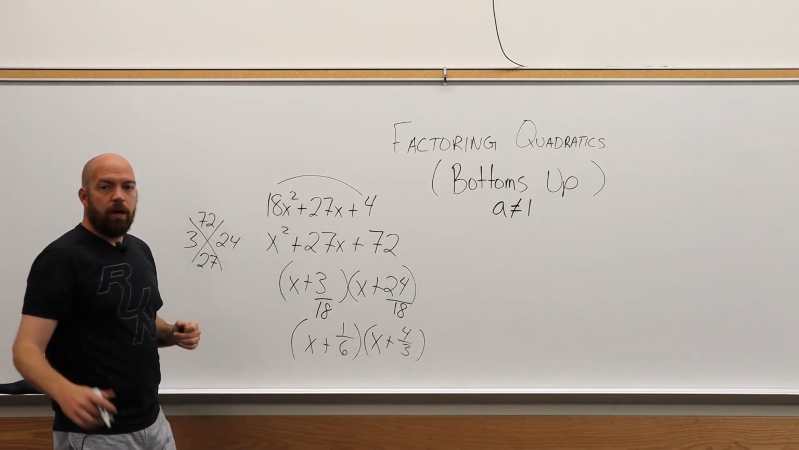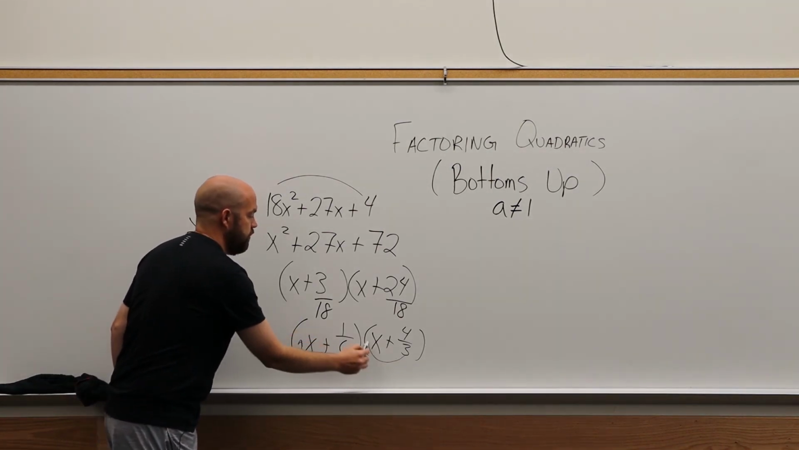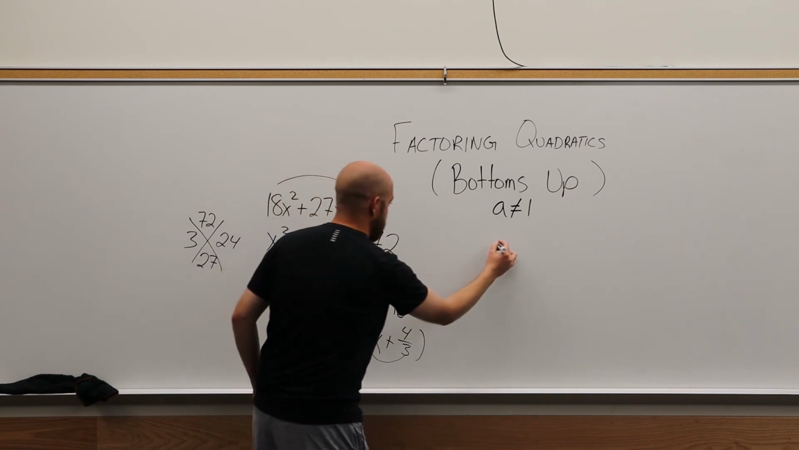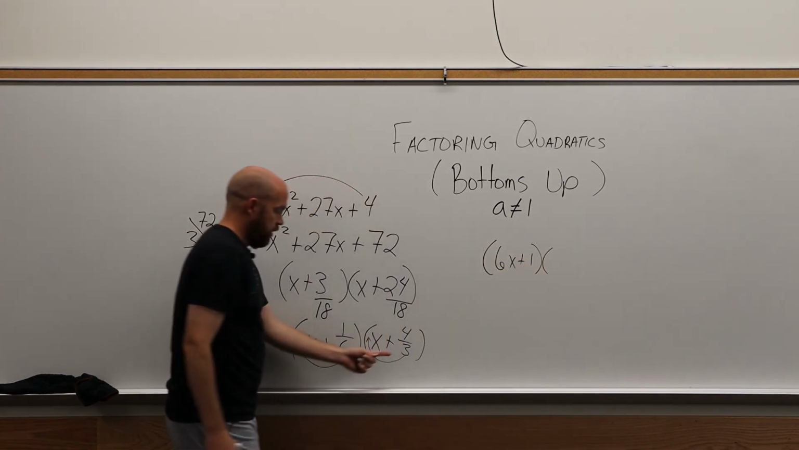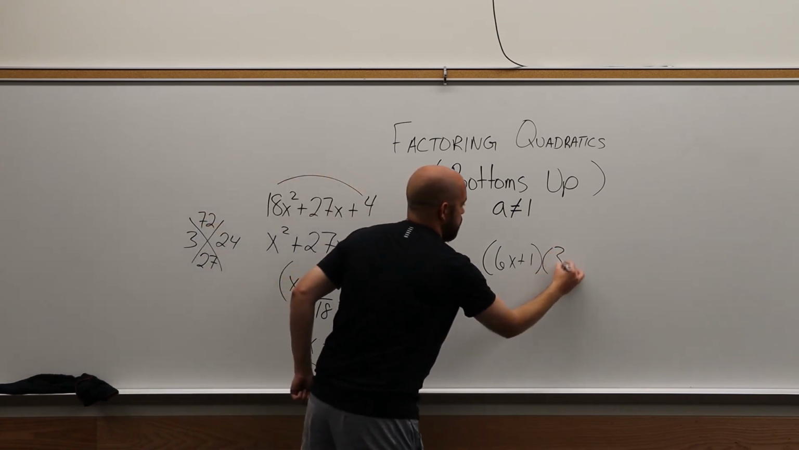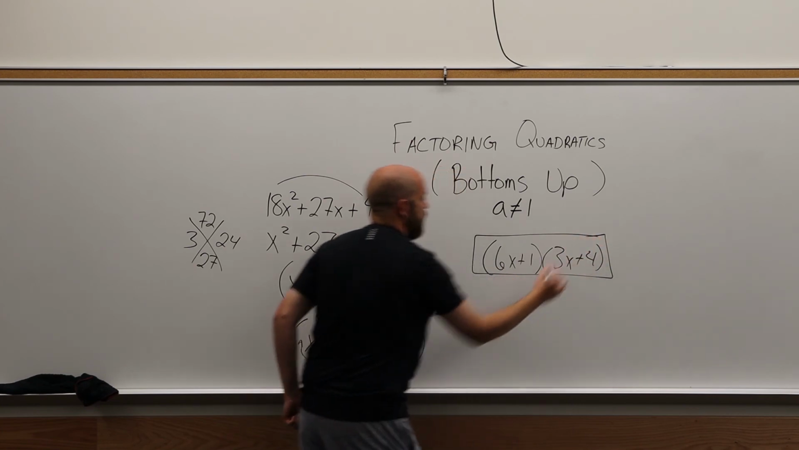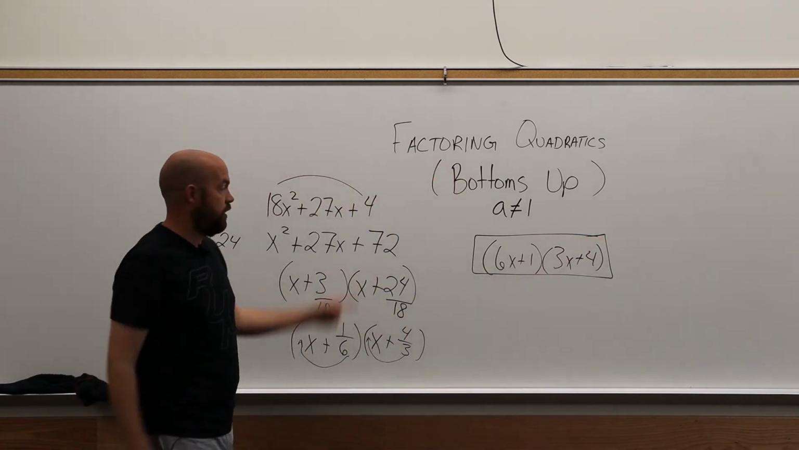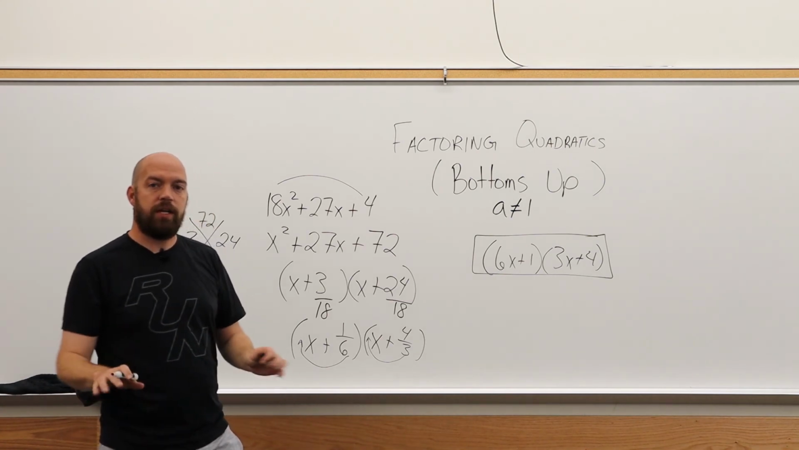And now I need to do bottoms up. So the 6 needs to come up here. The 3 needs to come up here. So my answer is 6x plus 1 is one factor. The other one's going to be 3x plus 4. And now I have a parenthesis times a parenthesis that equals this original problem. It is now factored.